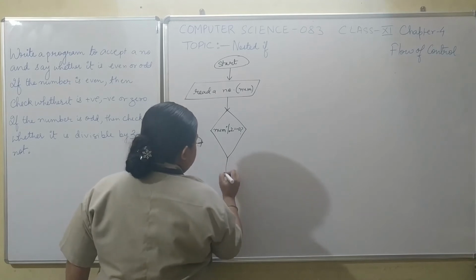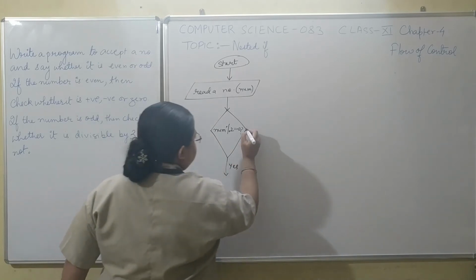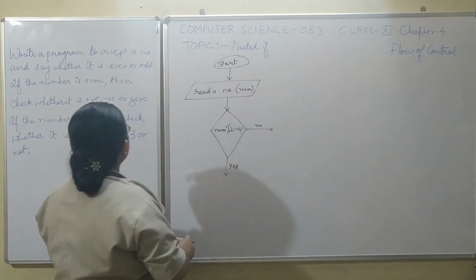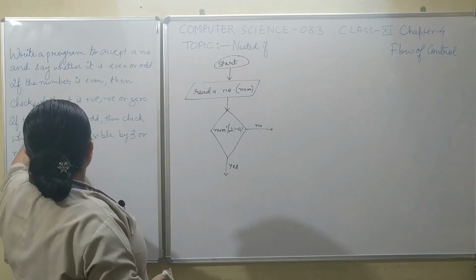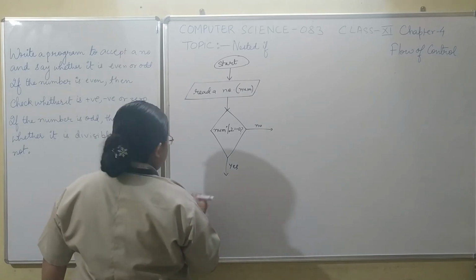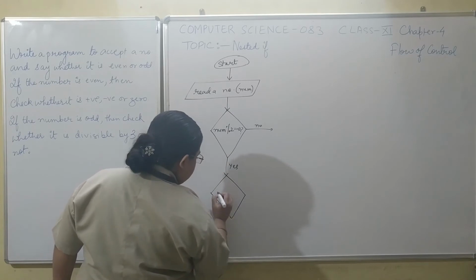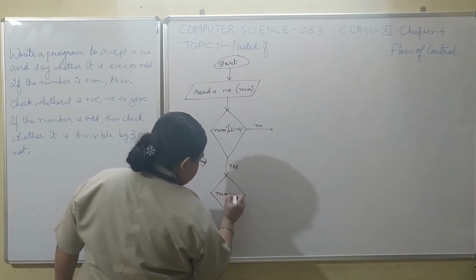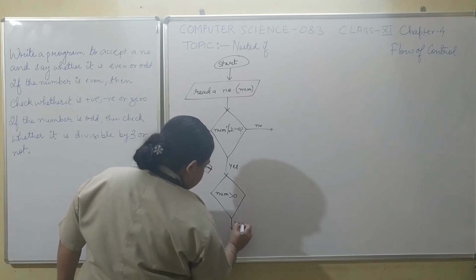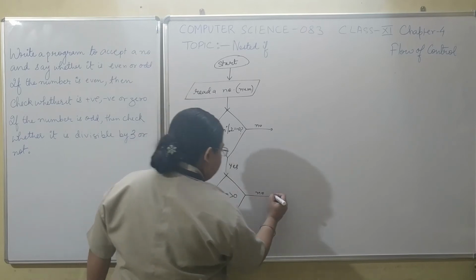Yes. So if it is yes, then it has to check another condition. That is, if the number is even, then check whether it is positive, negative or 0. Okay, so I'm going to again use another decision box and write here number greater than 0. If it is yes, then we have to print that the number is positive. If it is no, then we will again check.